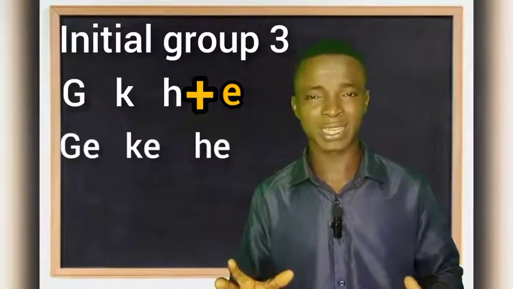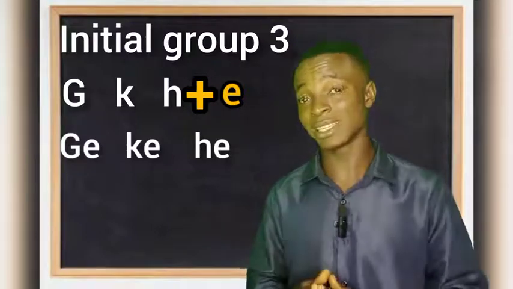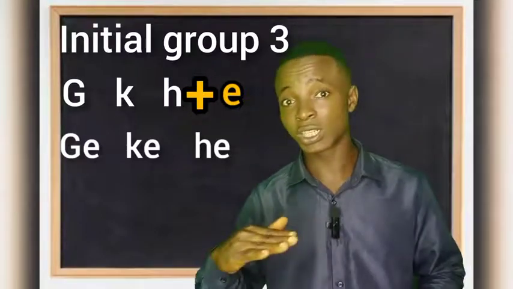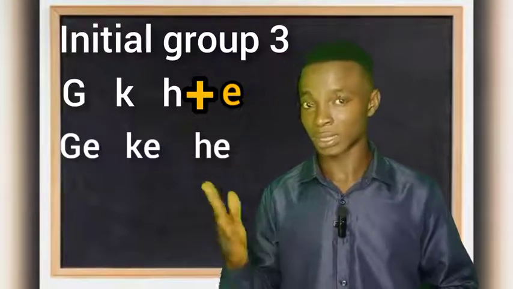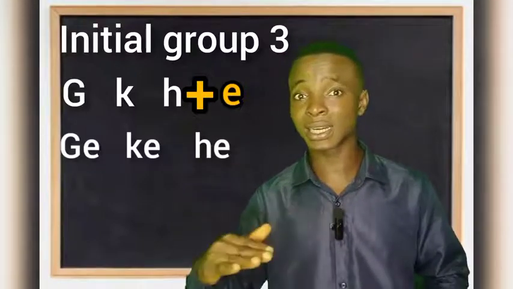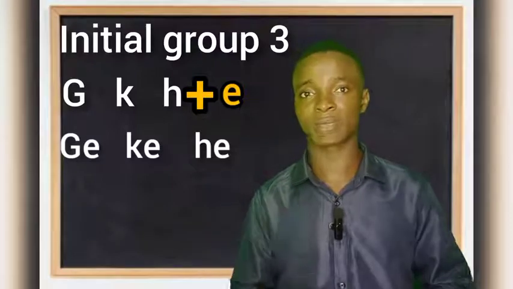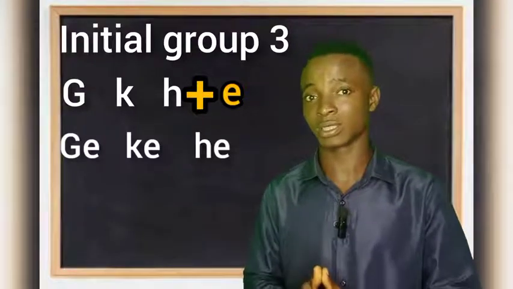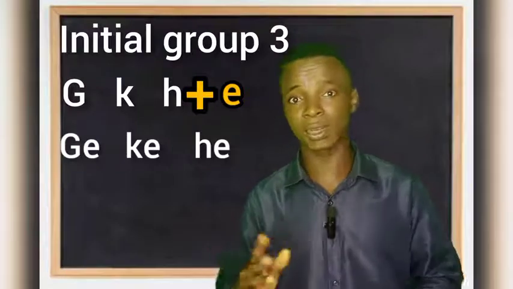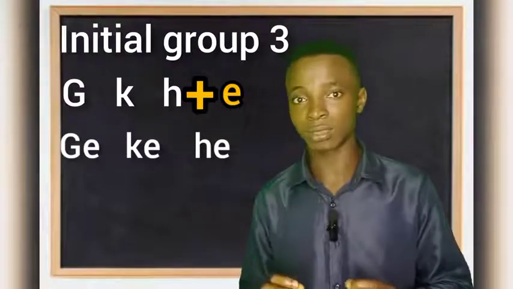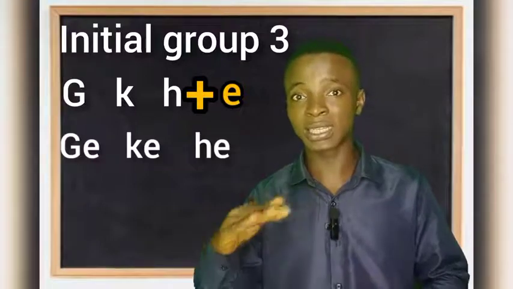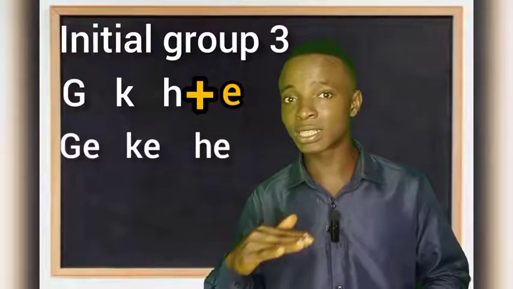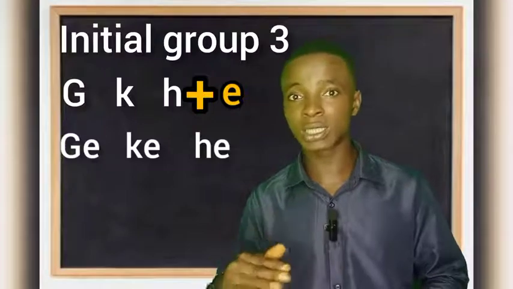Now we have g, just like the go in English language. G, go, g. The next one is k, just like the K word in English language. K. Right here, while making the sound, there must be airflow out of your mouth. K, g, k.